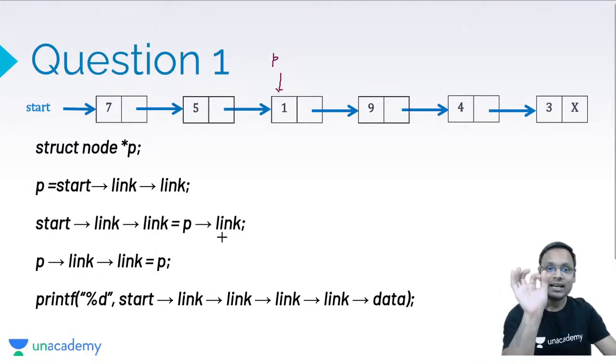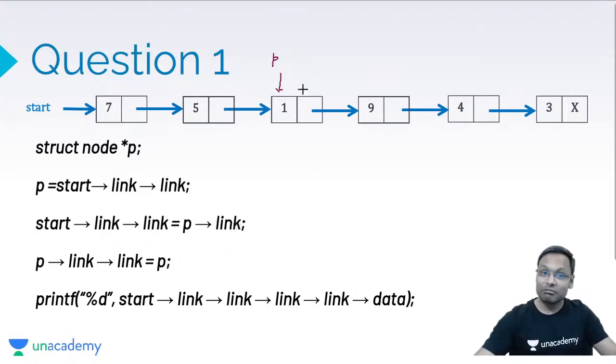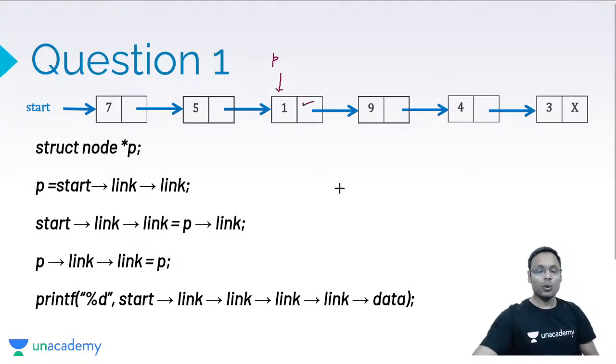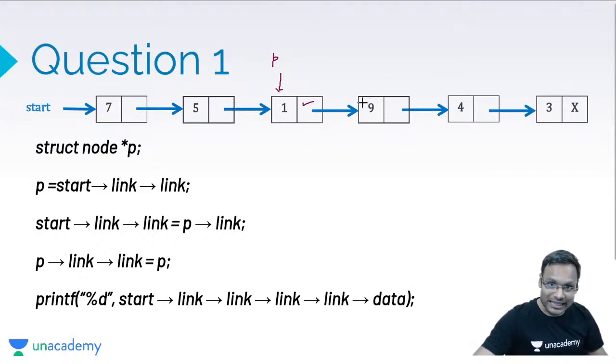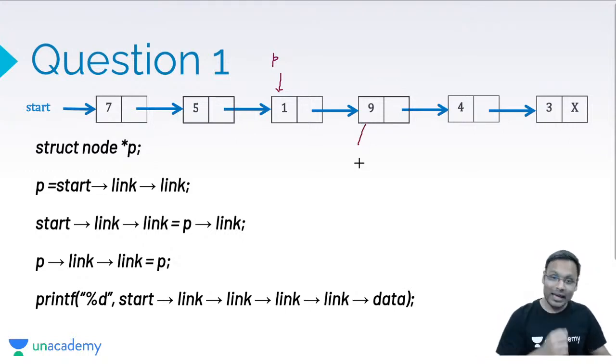From the right side, take the value of P's link. This is P, pointed to by the P node. Its link. What is the value stored here? The value stored here is the address of the next node. So the address of the next node I will have to copy somewhere. This particular node's address I'll have to copy. Where will I have to copy? In the left side.